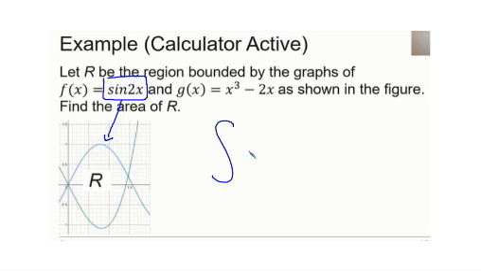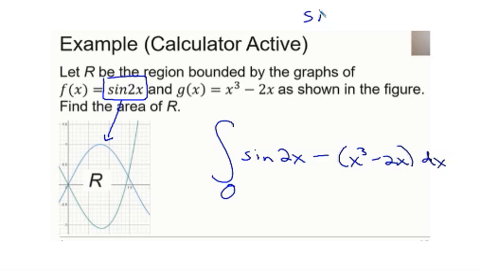So we're going to have the integral of the sine of 2x minus, notice what I'm doing, I'm putting the second function in parentheses so that I take care of my negative the right way. And I'm going from 0 to what? Well, they didn't give that to me. So using the graphing calculator, we can set these two functions equal to each other. I can graph the sine of 2x, and I can graph x cubed minus 2x on the TI-84 and look for the intersection point. All right?